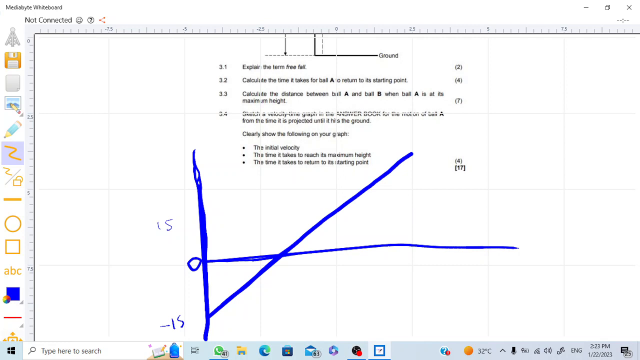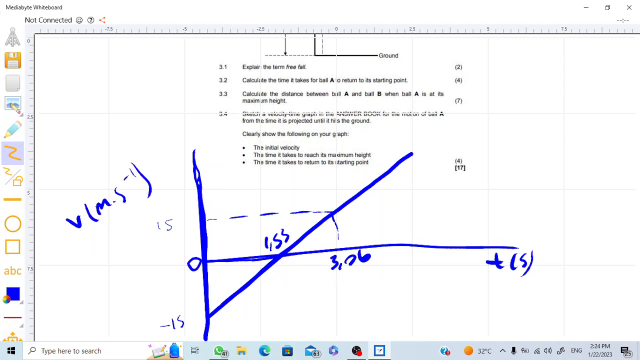Okay, so then it's like this. Okay, this is time it takes to return to its starting point. This is the maximum height, so the maximum height is 1,53. This is 3,06, and then this is time in seconds, and then this side is velocity in meters per second.